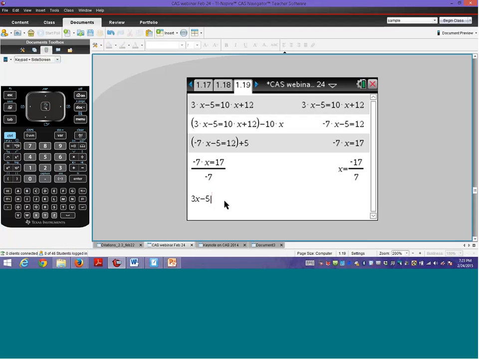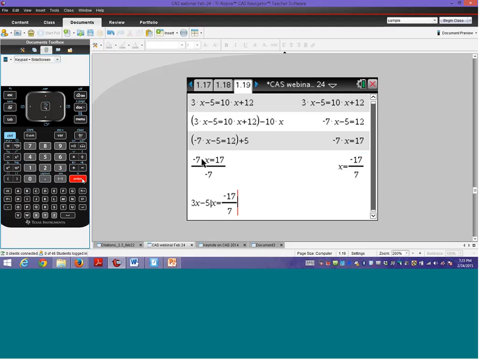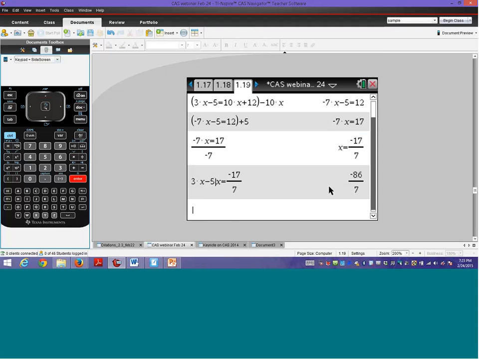This says, evaluate the expression 3x minus 5 such that x is this number. So I'm going to use a feature on the Nspire: click the up arrow, go up and grab that, and press enter to paste it where the cursor was. This expression means to take 3x minus 5 and evaluate it at negative 17/7. So when I press enter, it will do that. And I get negative 86/7.